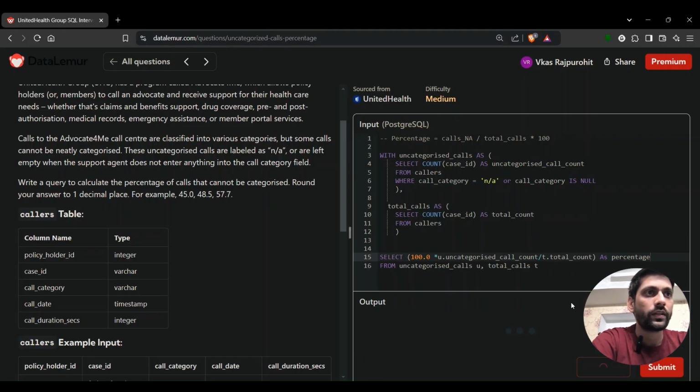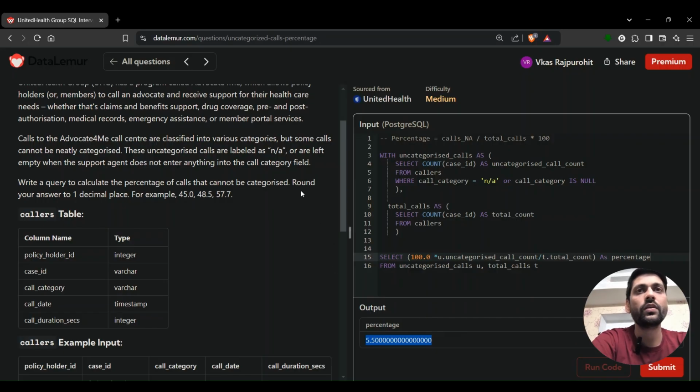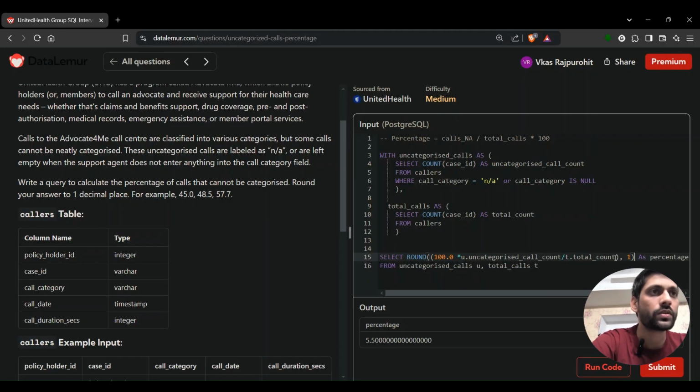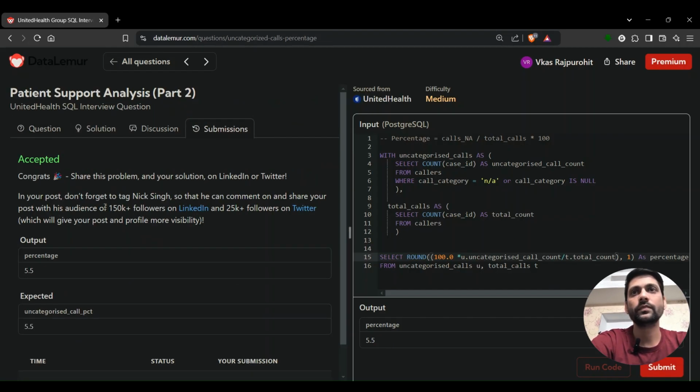Everything looks fine, and I will simply run this. Okay, I got this. Now we need to round the value to one decimal. So I will apply the round function. How does round work? Here is the value, here is the calculation we are doing, and here is how many decimals we need, then close the bracket. I will run this code. So I got the answer as 5.5. I will submit this, and this is accepted.